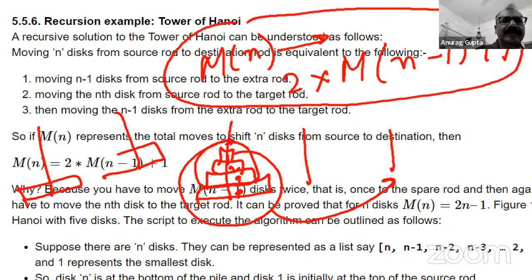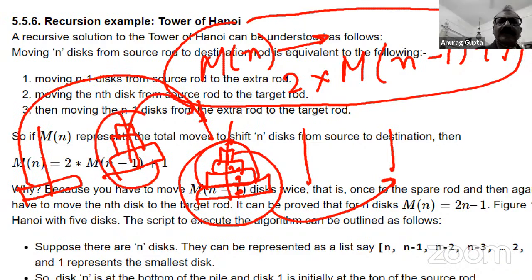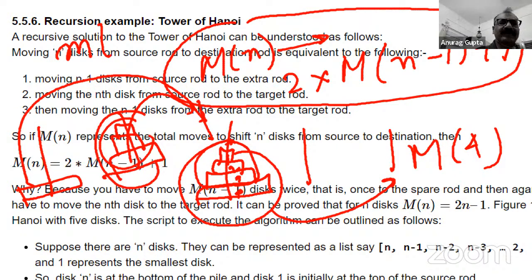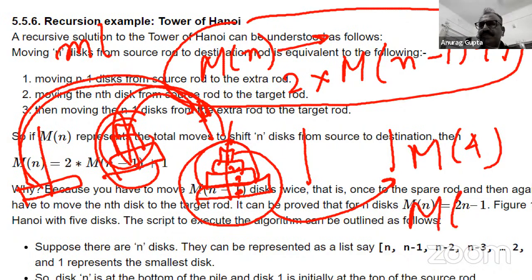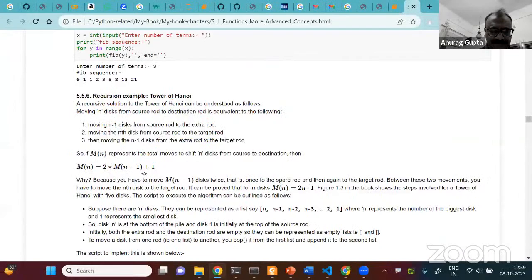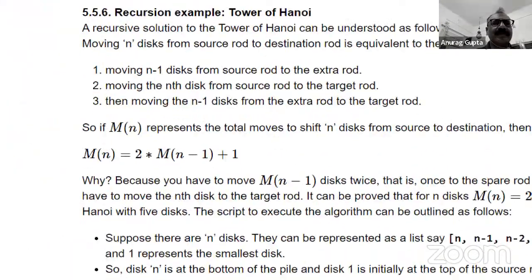And on spoke 2, you'll have 3, 2, 1. And then you will move the 4th over here. And then you will again move these 3 to here. So capital M4 means you are moving these 3 twice. First on spoke 2, then shifting the 4th over here, then again these 3 on top. That means you are shifting M3 twice, and you're also making an additional move of moving the 4th to the 3rd spoke. So that is how this equation has come.